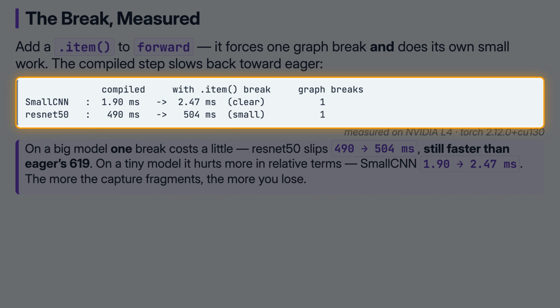Same two models, now with an item call in forward. That forces one graph break each, and the item call also does its own small work. SmallCNN's compiled step goes from 1.9 to 2.47 milliseconds, a clear jump. ResNet 50 goes from 490 to 504 milliseconds, a small slip. Both had exactly one graph break.